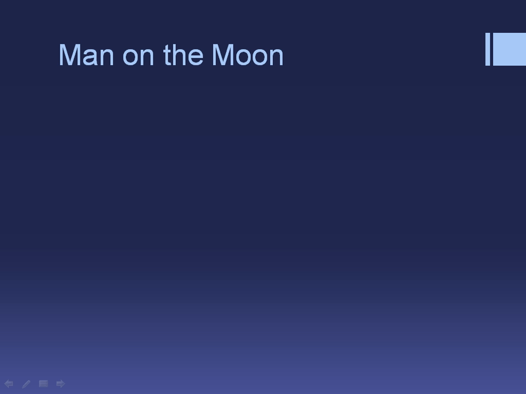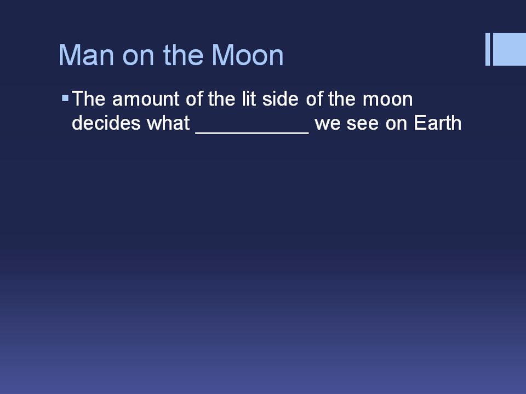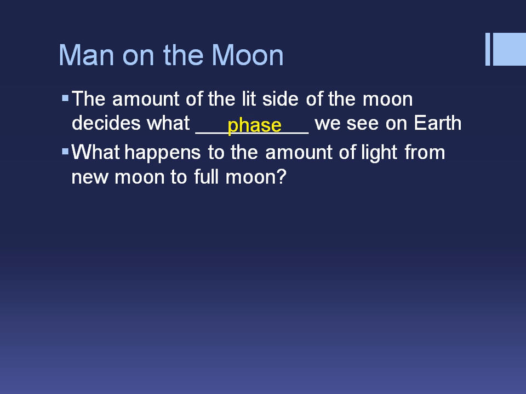We'll start off with the Man on the Moon investigation, talking about what questions from the quiz are going to be on there. The first part of the study guide says the amount of the lit side of the moon decides what blank we see on Earth. And of course the answer there is phase. The next one was what happens to the amount of light from new moon to full moon. When we look at it, the amount we see increases.